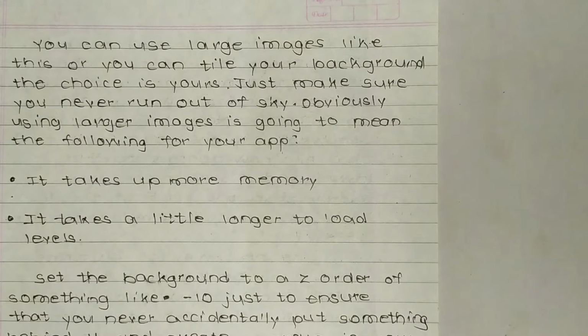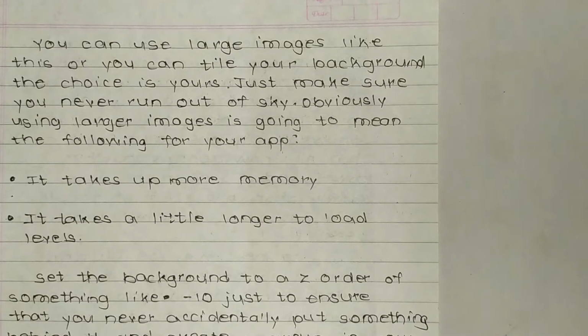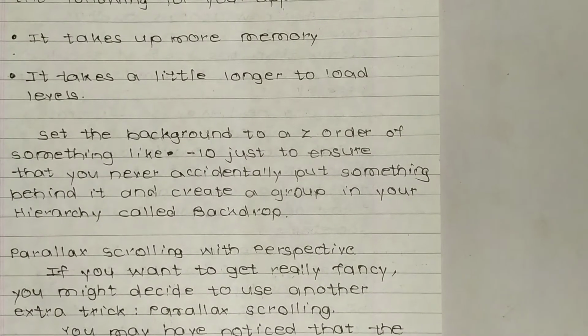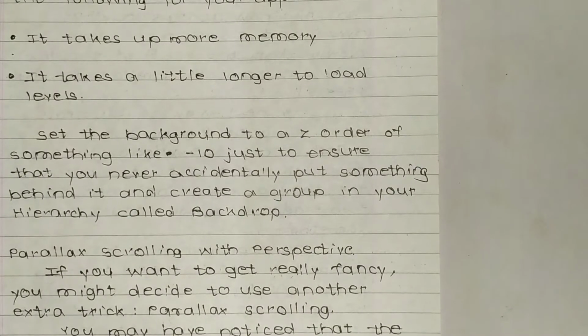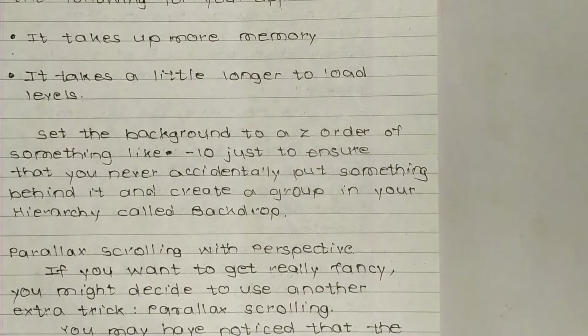Obviously, using larger images is going to mean the following for your app. There is a drawback of using large images. First, it takes up more memory. Second, it takes a little longer to load levels. That means when we are using mobile processors, there is a memory constraint, and there is also a processor constraint. That means it takes a little longer to load these levels.